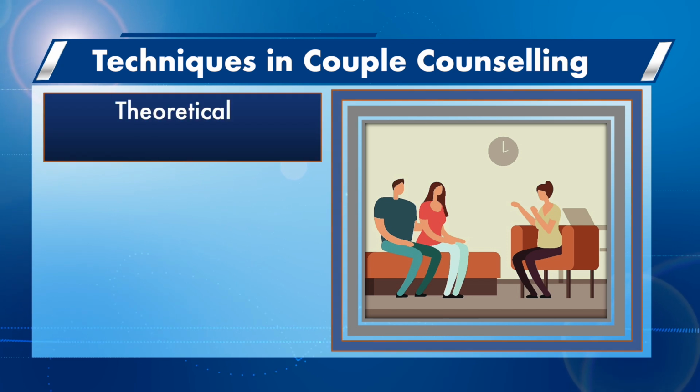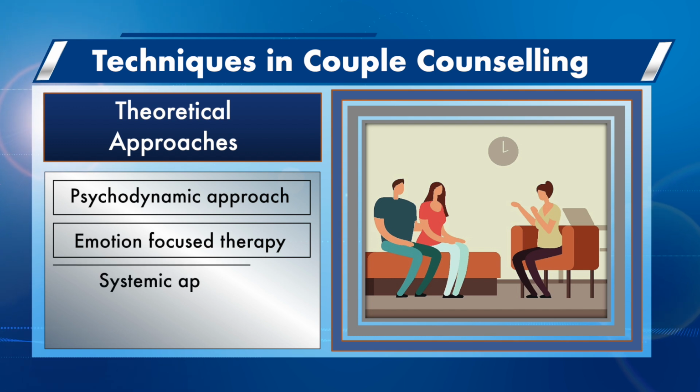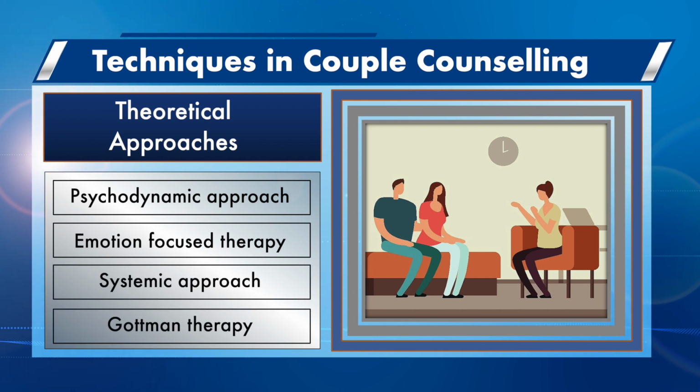Now, coming to the main topic, that is the techniques in couple counseling. In couple counseling, there are many techniques which are derived from the various theoretical approaches like the psychodynamic approach, the emotion-focused therapy, the systemic approach, Gottman therapy, etc. Each approach has developed its set of techniques based on their theoretical assumptions. There are also certain general techniques which are commonly followed in all kinds of therapies.